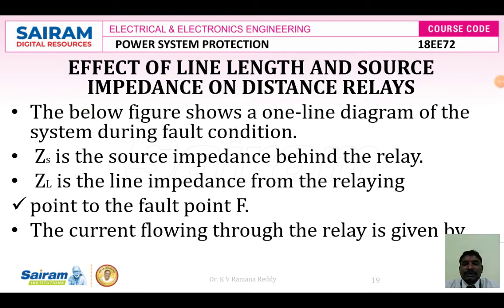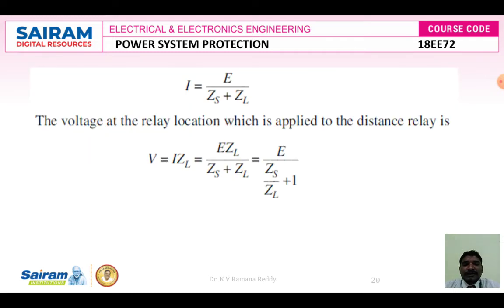Next we are going to discuss the effect of line length and source impedance on distance relays. The impedance is directly proportional to the line length in the case of distance relays. That is, the distance from the fault location to the relay location, the line length, is directly proportional to the impedance value Z in the case of an impedance relay or distance relay. Now we are going to discuss the effect of line length and source impedance on distance relays with respect to the fault.